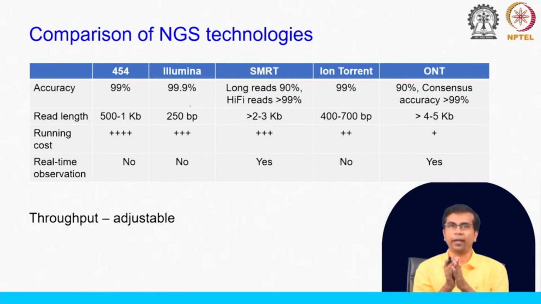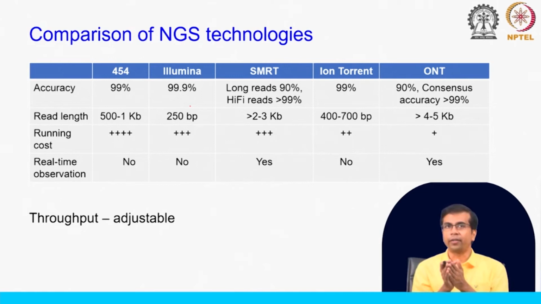One is the accuracy, this is something that we care about. So, 454 gives you 99% accuracy, Illumina about 99.9%, SMRT long read about 90%, let us say, and HiFi you can get above 99%. Ion Torrent about 99% accuracy, Oxford Nanopore about 90%, but if you are using consensus calling, you will get above 99%.